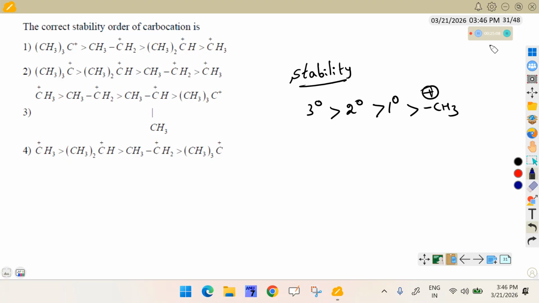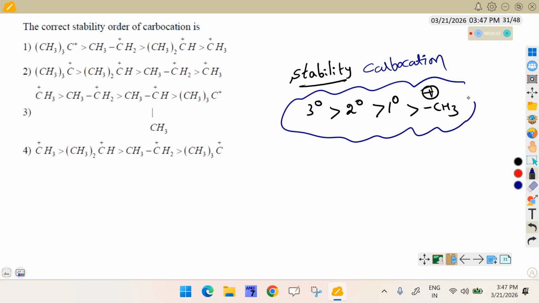The correct order of stability of carbocation. Stability of carbocation: 3 degree greater than 2 degree greater than 1 degree greater than methyl. So, the second one. 3 alkyl groups, so this is 3 degree. 2 alkyl groups are present, 2 degree. 1 alkyl group is present, 1 degree. No alkyl groups are present, so this is considered methyl.